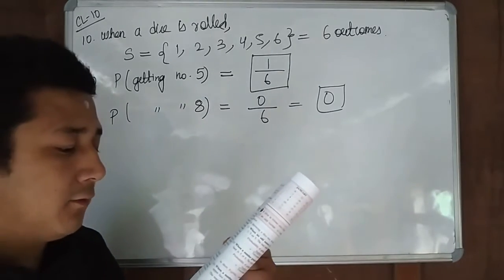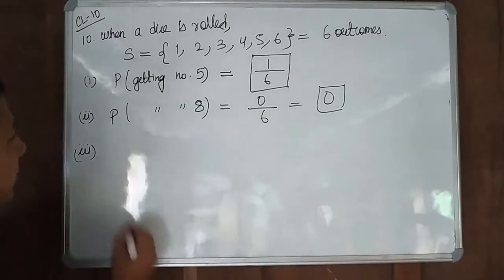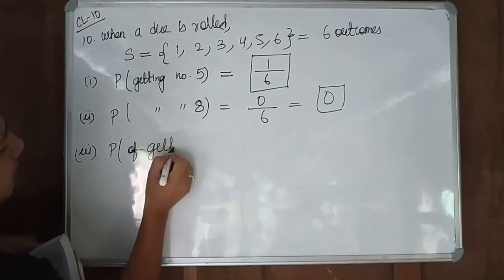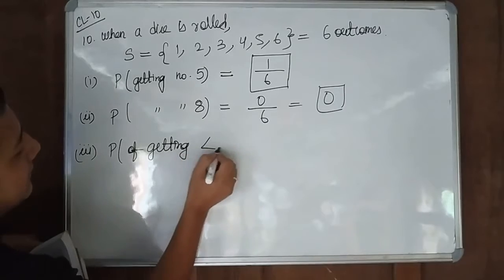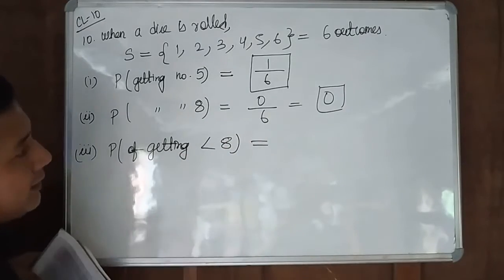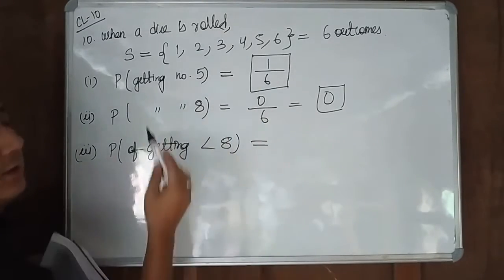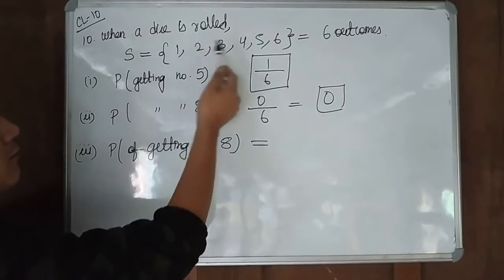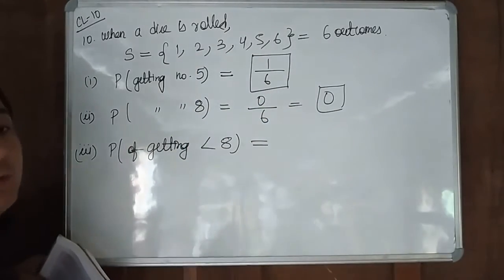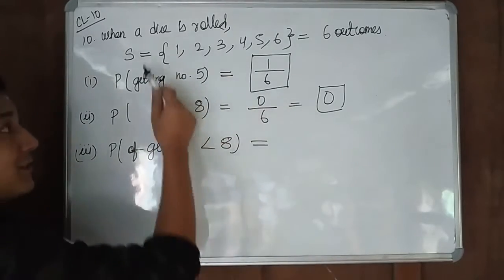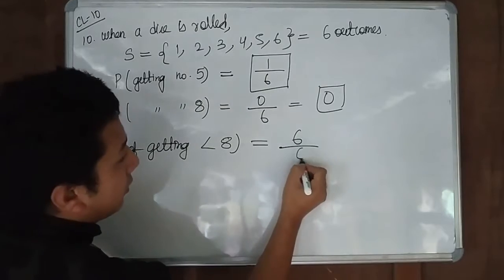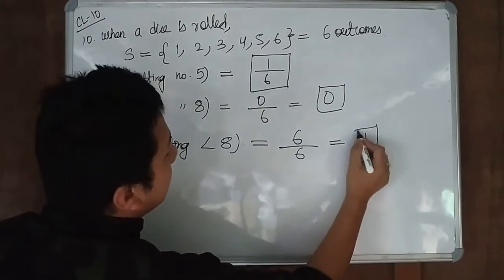Find the probability of number less than 8. Okay, probability of getting less than 8. Obviously less than 8 means all the numbers, right? It can be 6, it can be 5, it can be 4, 3, 2, 1. All these numbers are less than 8. So how many chances are there? So total 6 chances are there. Any number can come, right? So divided by total 6. So hence the answer is 1.